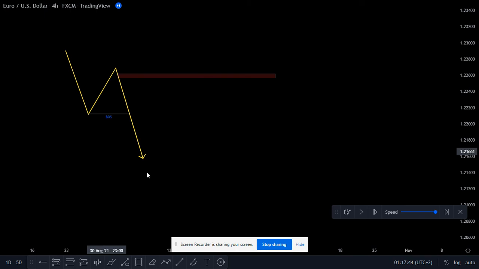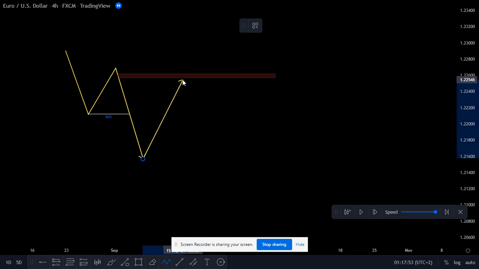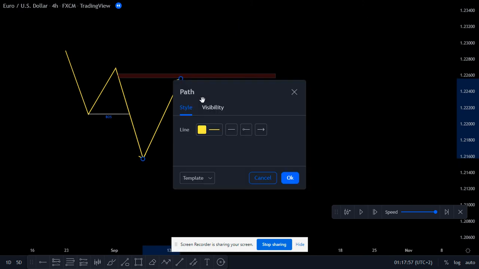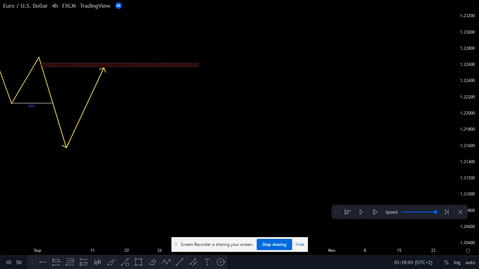So this was our 4 hour chart. Then we had a 4 hour POI. So we waited for price to go back to our 4 hour POI, and when it touched our 4 hour POI, we moved to 15 minutes. Now in 15 minutes we saw something like this.